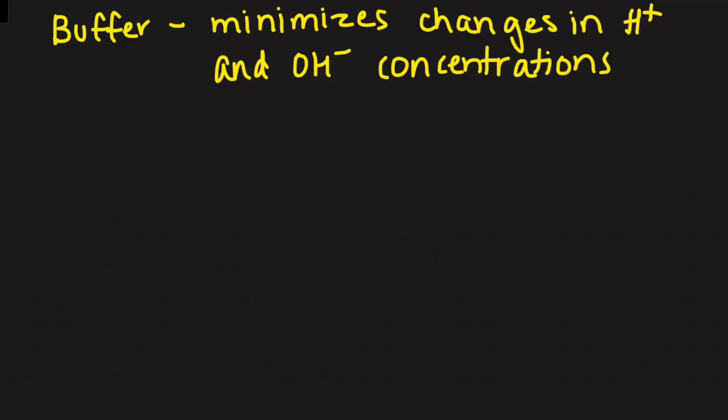Now, buffer systems. Our body is very sensitive to pH changes because the chemical processes in our body only occur in specific environments. That's why we have a system that prevents major pH changes. This is called a buffer system.